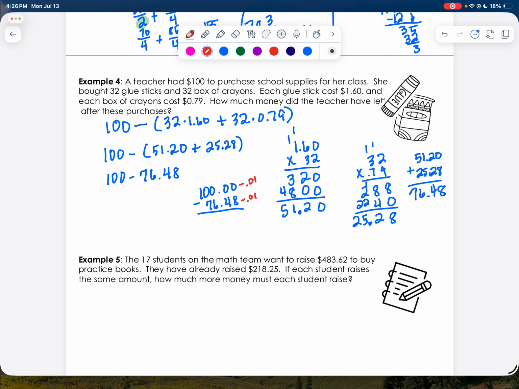So $100, if I take off a penny, becomes $99.99. $76.48, if I take off a penny, I get $76.47. Now I can subtract the 2 numbers without borrowing. So 9 minus 7 is 2. 9 minus 4 is 5. 9 minus 6 is 3. 9 minus 7 is 2. So she would have left $23.52.